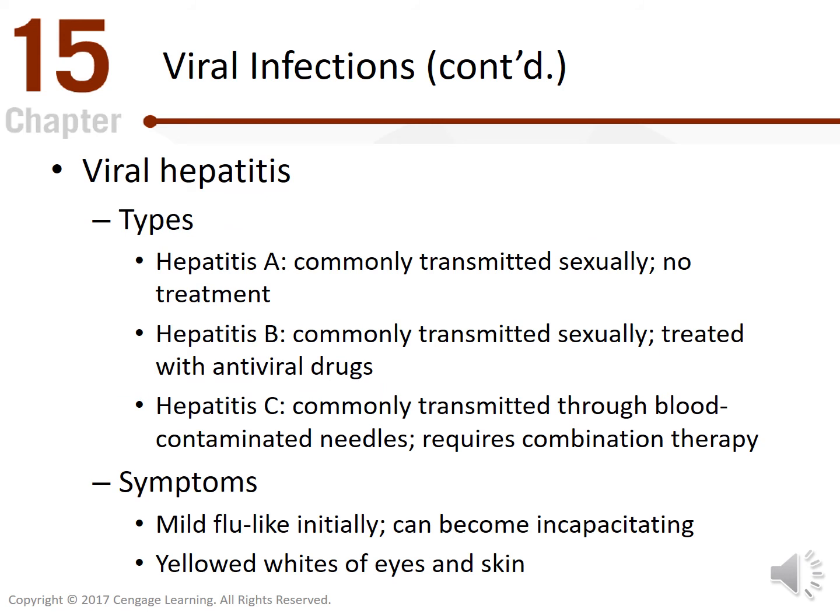Viral hepatitis. There are different types of hepatitis. Hepatitis A is commonly transmitted sexually with no treatment. Hepatitis B is commonly transmitted sexually, treated with antiviral drugs. Hepatitis C is commonly transmitted through blood-contaminated needles and requires combination therapy. Symptoms include mild flu-like symptoms initially and can become incapacitating, with yellowed whites of the eyes and skin.